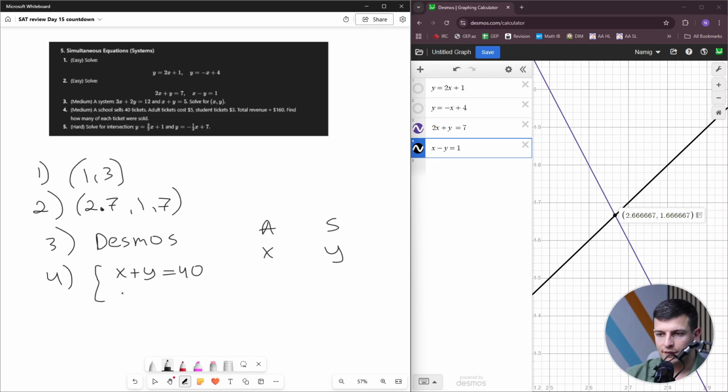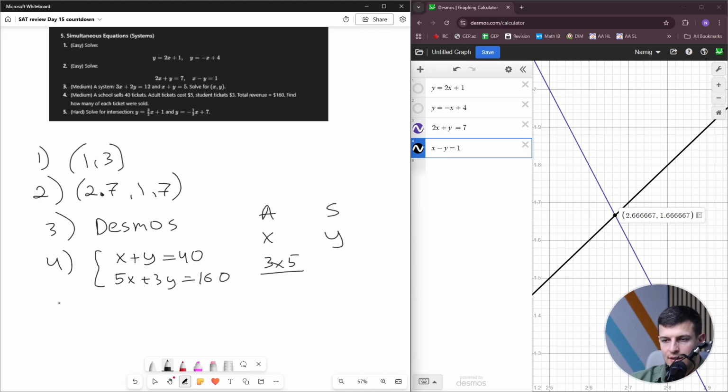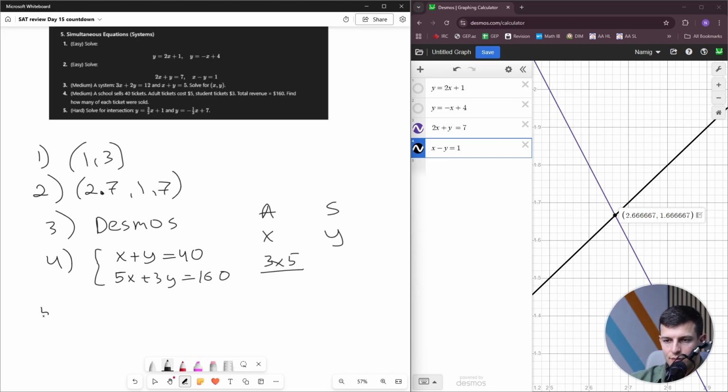And total revenue is, for example, if you're selling, I don't know, 3 tickets, this is going to be 3 times 5. Why 5? Because the cost is 5. So we're going to make it into an equation. So 5x plus 3y, why 3y? Because student ticket is $3, is going to be equal to $160. That's all. We're back to square one again. You can put it into Desmos and see for yourself if there is a solution to this one.